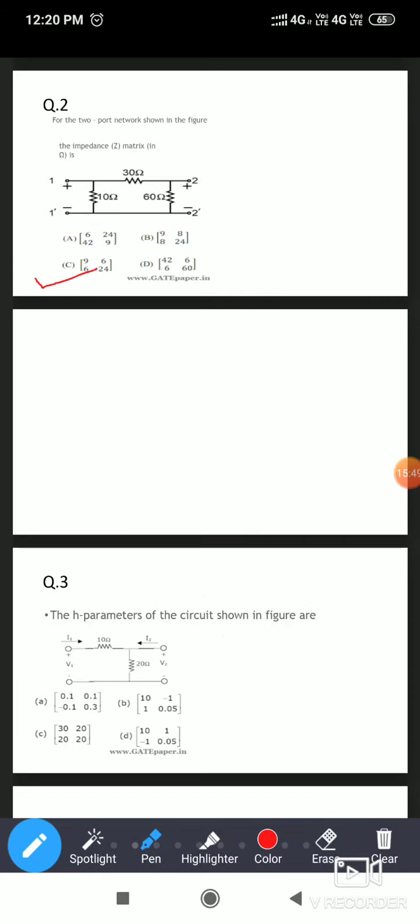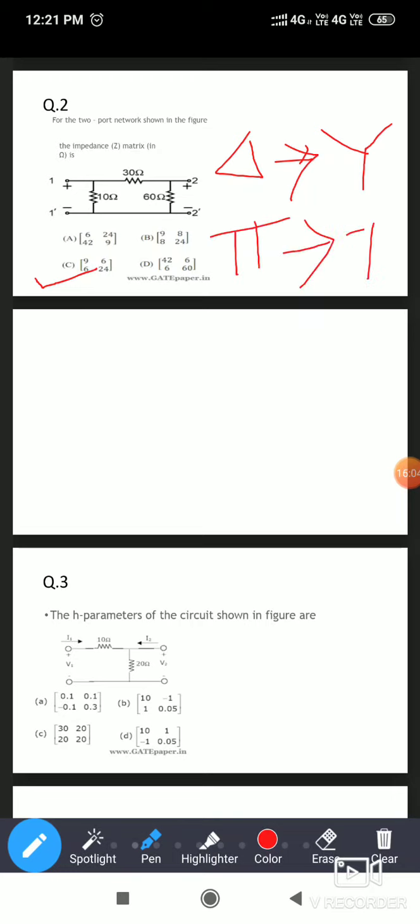So in this way you have to solve such type of problems. You have to use the shortcut methods. So you can easily convert the delta into star, that is nothing but pi network into T network. Once you get the T network, it is easy to find out the Z parameters. Okay. So this problem was asked for 2 marks in the GATE exam. So you will easily get the value if you are using the shortcut methods. Okay. Now we will move to the next problem.